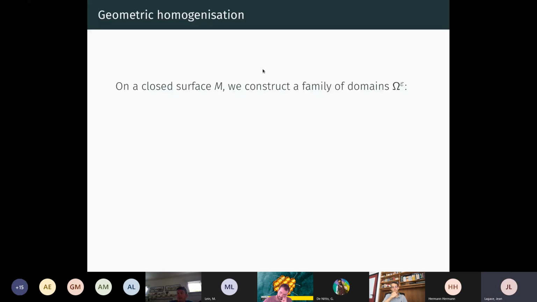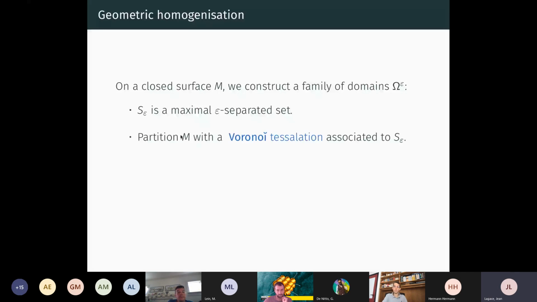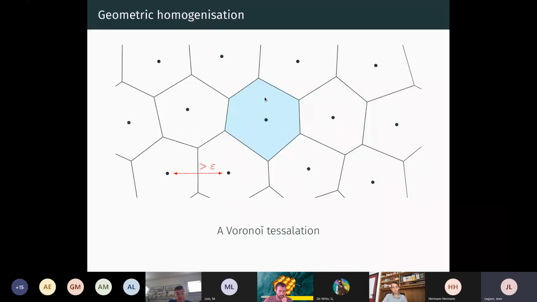This is just a set where every point is at a distance more than epsilon from each other. And if I add any point to my epsilon separated set, I lose that property. And I will partition M with what is called a Voronoi tessellation associated to that S epsilon. So what is that? Is that to every point of M, I associate the closest point of this S epsilon set. So everything in blue belongs to the black point at the middle.